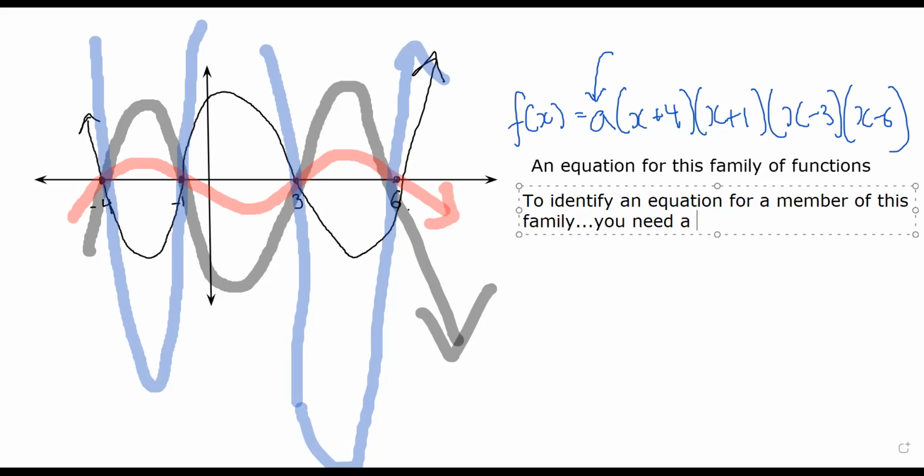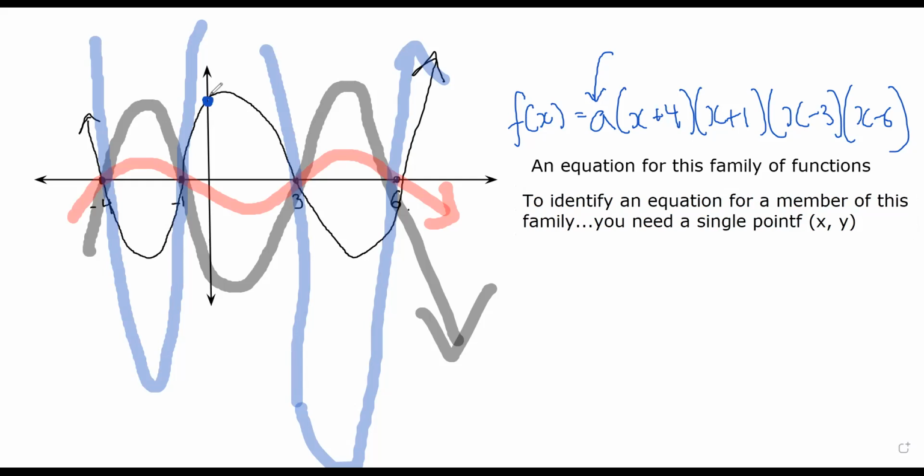Yeah. So to identify an equation for a single member of this family, you need a single point. Good. You need an x, y. It could be a y-intercept, it could be a random point. But for the sake of argument, let's talk about the y-intercept.